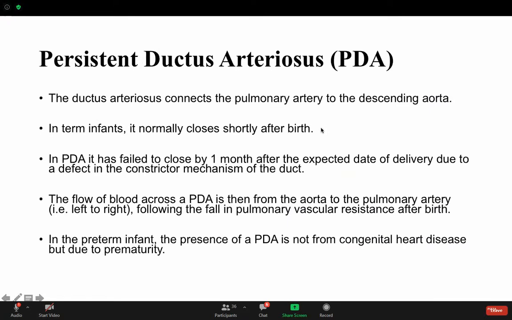PDA, which is persistent ductus arteriosus. The ductus arteriosus connects the pulmonary artery to the descending aorta. As we said, in term infants it normally closes shortly after birth.